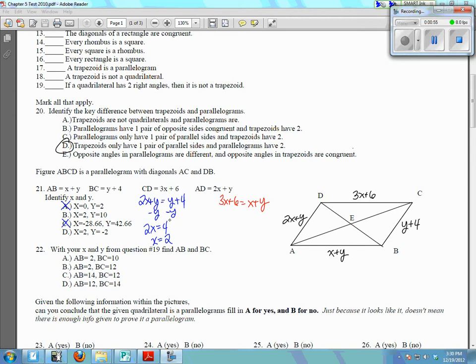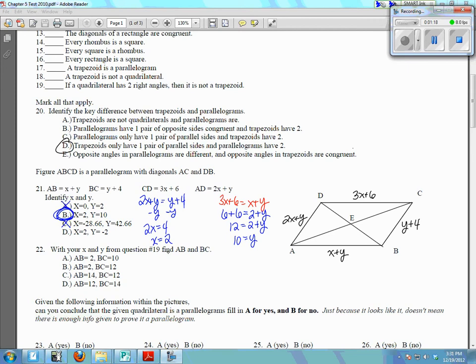If I know what x is, now I can come over here and say, well, 3 times x, which is going to end up being 6 now, plus 6 is equal to 2 plus y, so I get 12 is equal to 2 plus y. Subtract 2 from both sides, get y to be 10. So that tells me that option B has to be my answer.